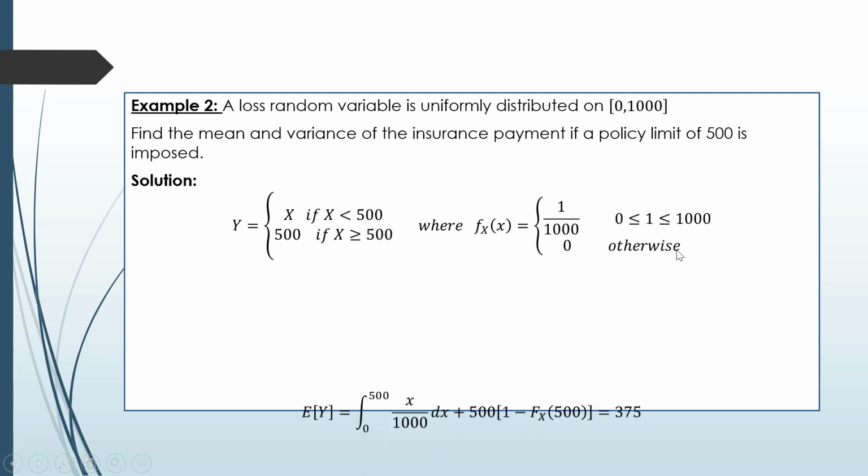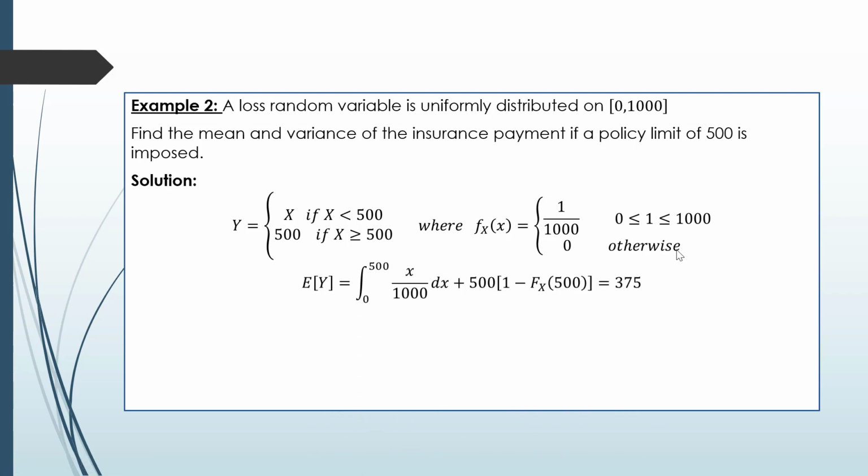So to find the expected value of Y, we integrate from 0 to 500 x times the PDF of X dx plus U, which is 500, times 1 minus the CDF of X at U, which is 500. And the answer is 375. This is the expected value of the amount paid by the insurer.